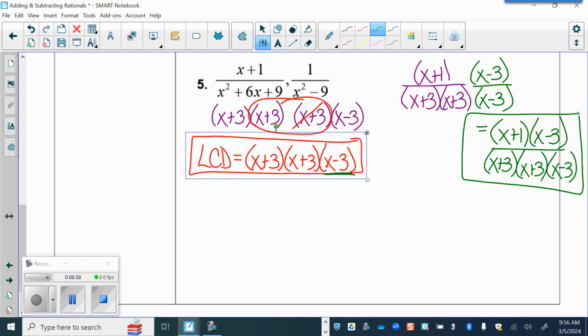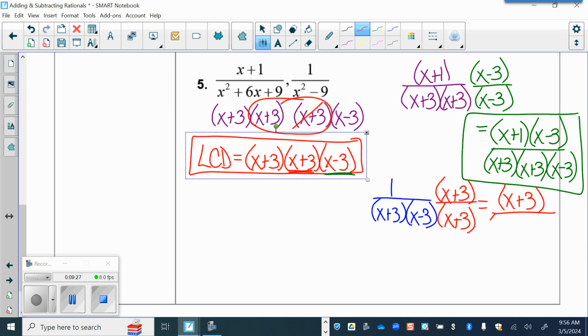All right, second fraction, got to get that ready to add or subtract. So I have 1 over x plus 3, x minus 3. What am I missing? I am missing one of the x plus 3's. So x plus 3 over x plus 3, and this is going to be x plus 3, x plus 3, x minus 3. And these two fractions are now ready to be added or subtracted.